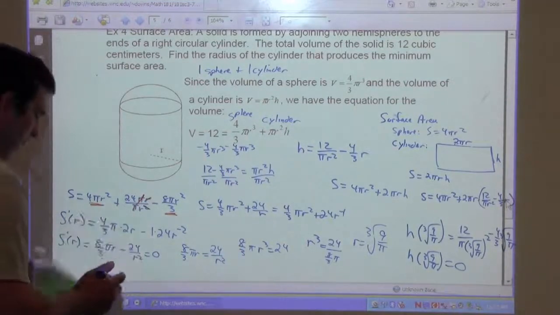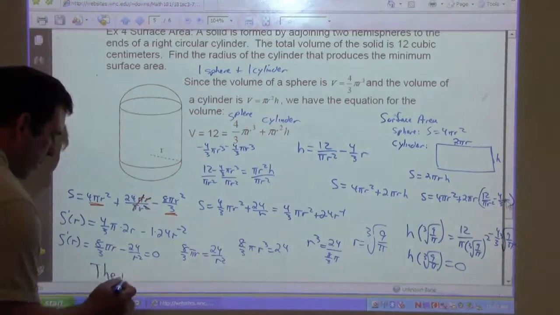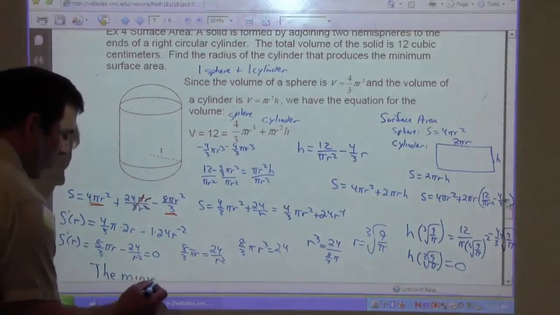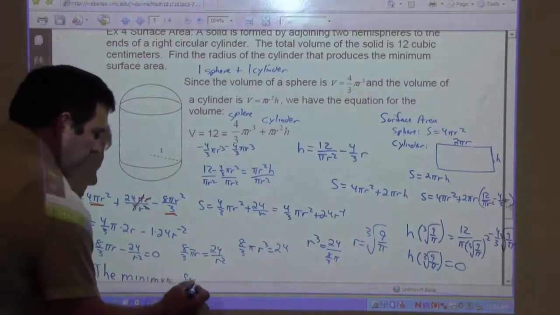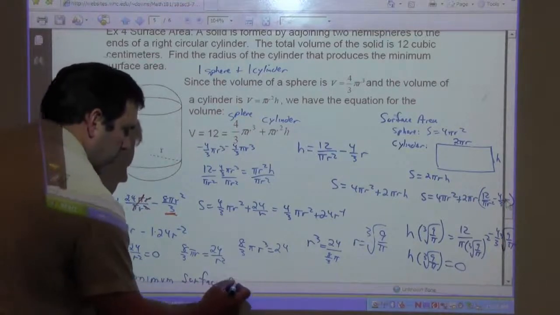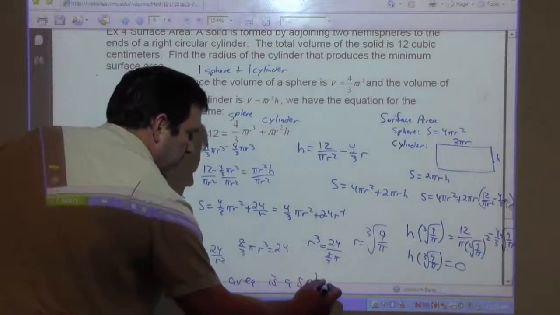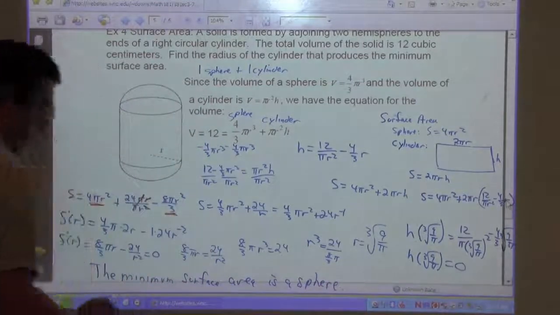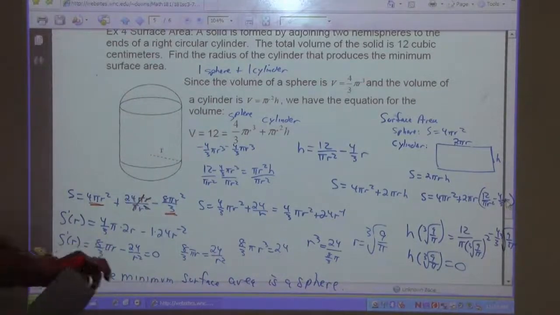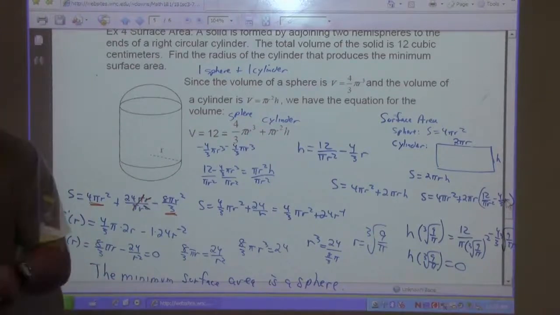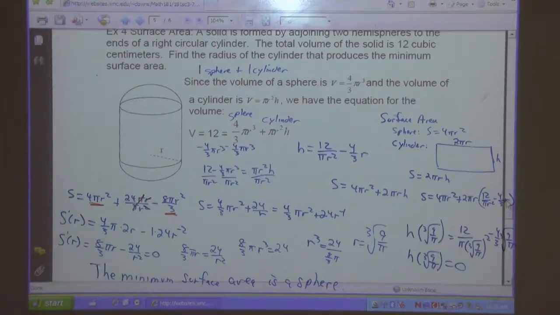So the minimum surface area is a sphere. Kind of cool. Okay, we have another problem to do. And I'll go ahead and move on, so feel free to pause that.